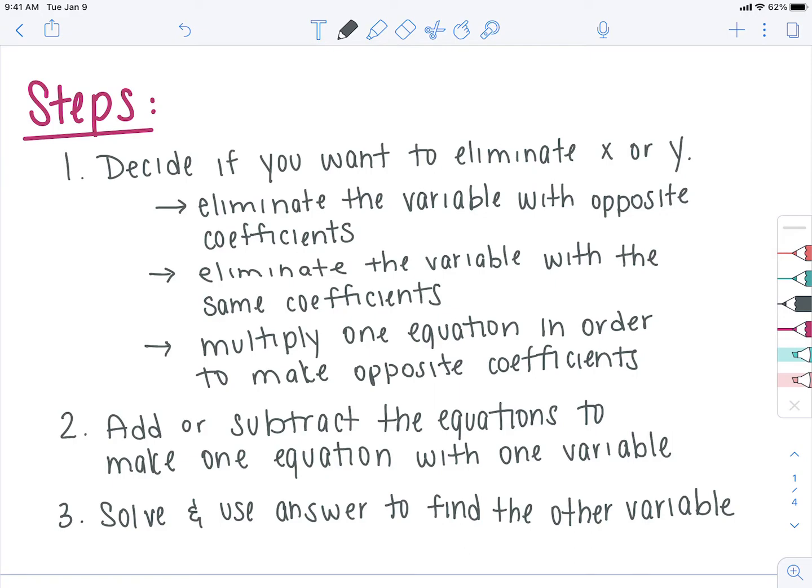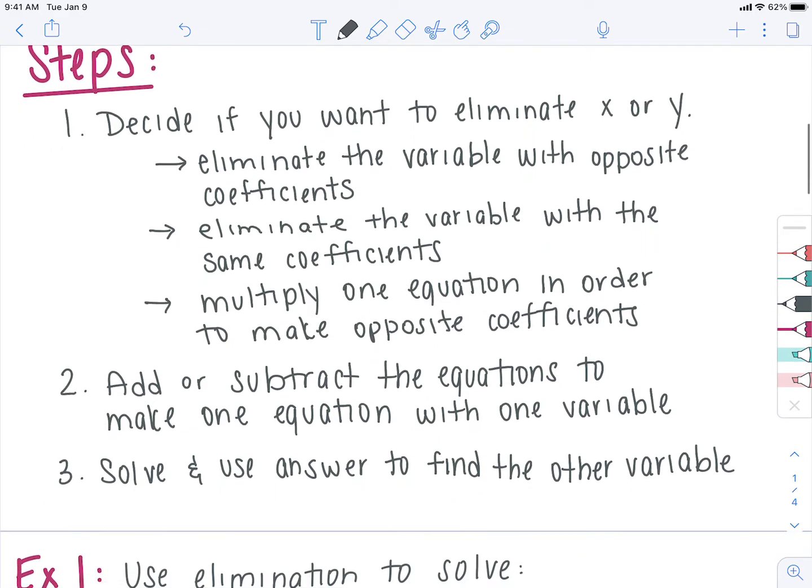First, we're going to look at it. We're going to say, okay, should we get rid of x or should we get rid of y? Once we decide, we're going to add the equations together or subtract them to get one equation, solve that equation. Once we get an answer for the variable, we're going to plug back in to get the answer for the other variable.